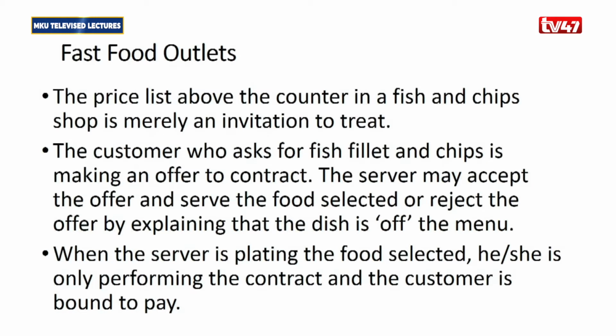The customer who asks for a certain item, for example, fish fillet and chips, is making an offer to contract. If you ask as a customer for an item from the menu, then you are in the process of making a contract. The contract is not yet made, but you are in the process of entering into the contract with the restaurant owner. So the server may accept the offer and serve the food selected, or reject the offer by explaining that the kind of dish, for example, if it is fish, is off the menu.